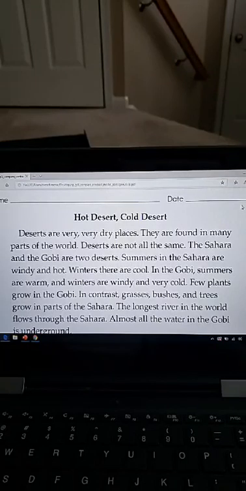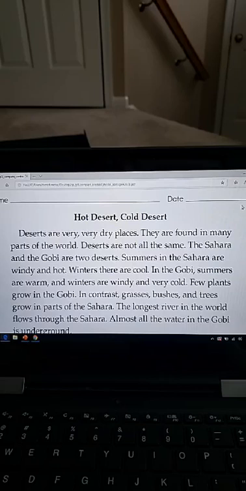Deserts are very, very dry places. They are found in many parts of the world. Deserts are not all the same. The Sahara and the Gobi are two deserts. So now our title says hot deserts and cold deserts, and now we have the names of two deserts that we can compare and contrast using the Venn diagram.